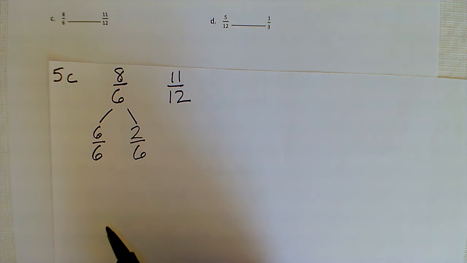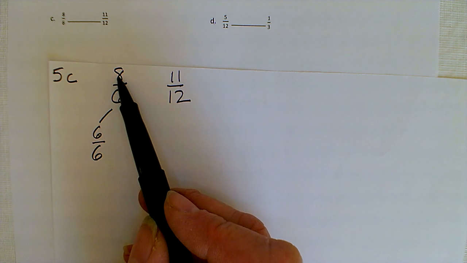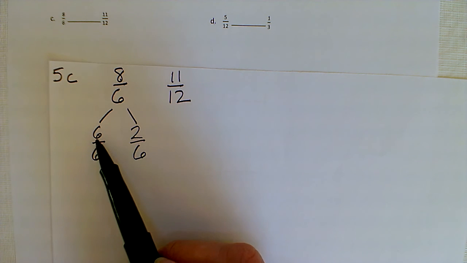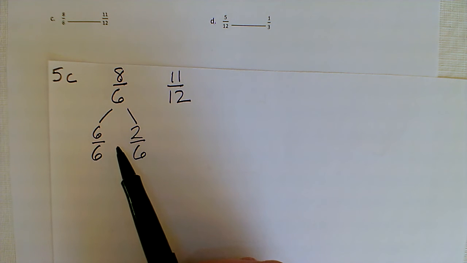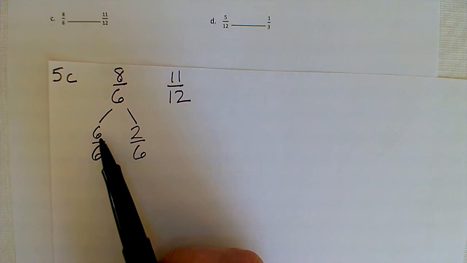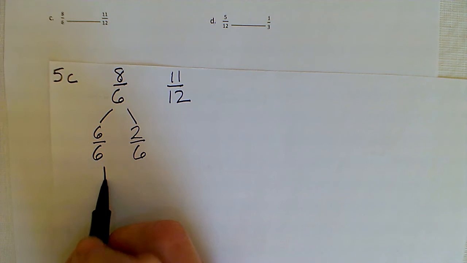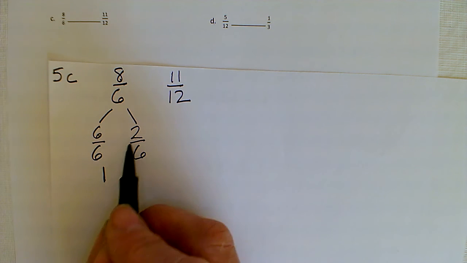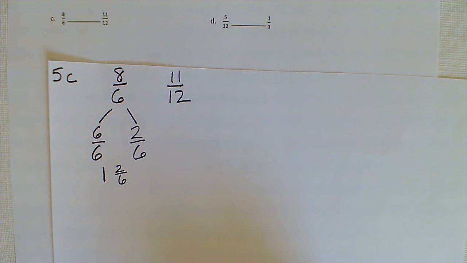Remember, the 6 are a label. They're telling us how large the sizes of the pieces are. So I'm saying I have 8 pieces in total, and 6 of them are over here, and 2 of them are over here. 6 plus 2 is 8. So 8/6 minus 6/6 is 2/6. Remember that this 6/6 is equivalent to 1. So I have 1 and 2/6. So that would be another way to write that.